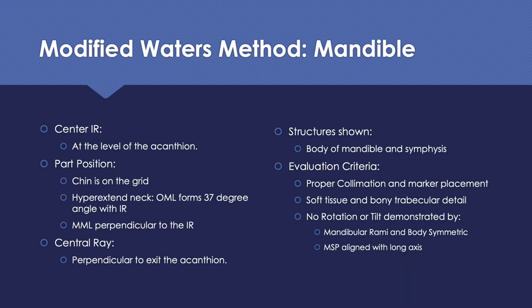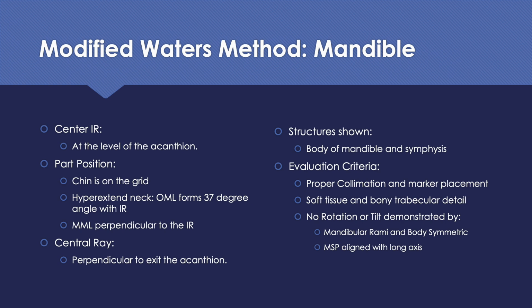Here we have our last and final projection for the mandible, which will be the modified Waters method. We will center the IR at the level of the acanthion. For the part position, the chin will be placed upon the grid. You will hyperextend the neck so that the OML forms a 37 degree angle with the IR, as well as the MML perpendicular to the IR. For our central ray, it will be perpendicular, exiting the acanthion.